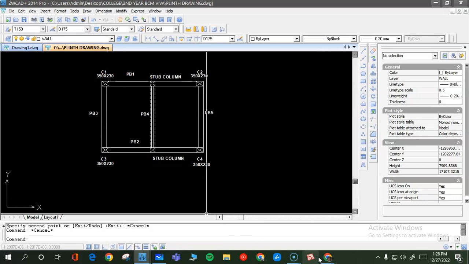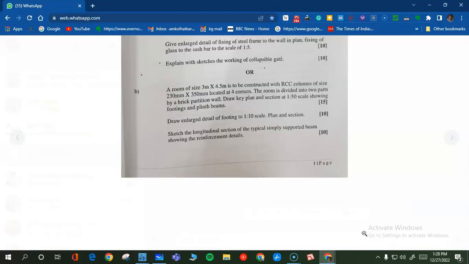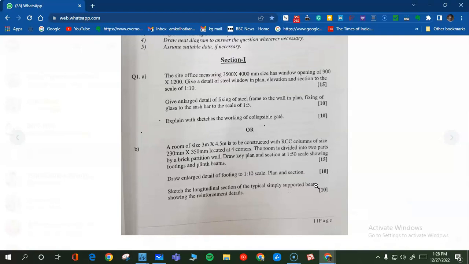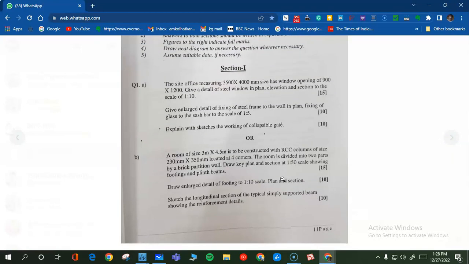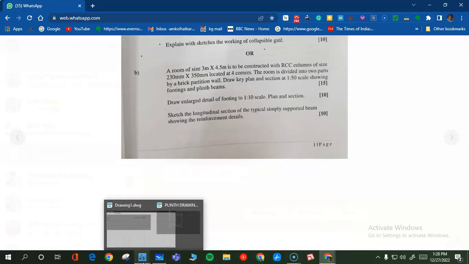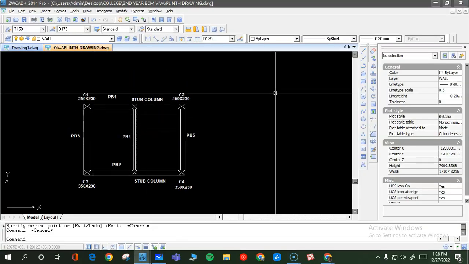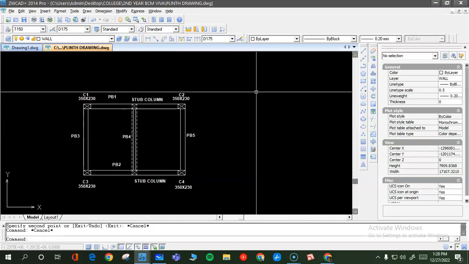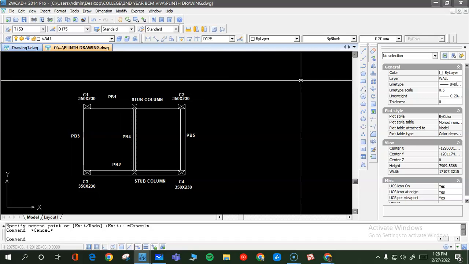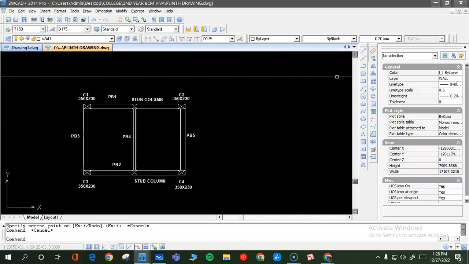Now if you see the question, nowhere have they given you the size of the footing or any other detail. So for that you have to assume what is the size of the footing, what is the size of the PCC which is below the footing, and everything. So you can assume, like we had done in the college, the size of the footing. So here you can possibly assume a size of say 1200 by 1500, something like that.